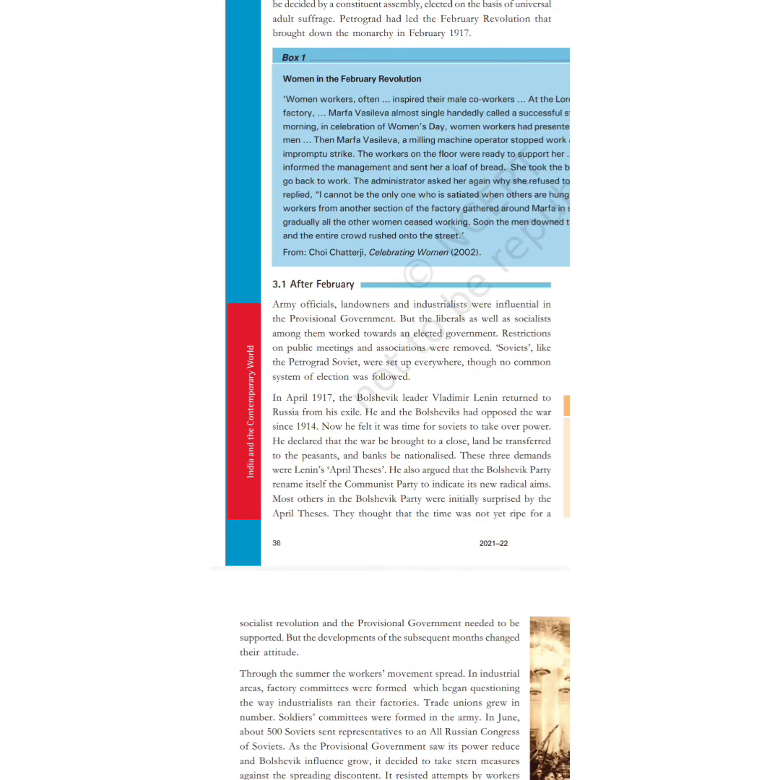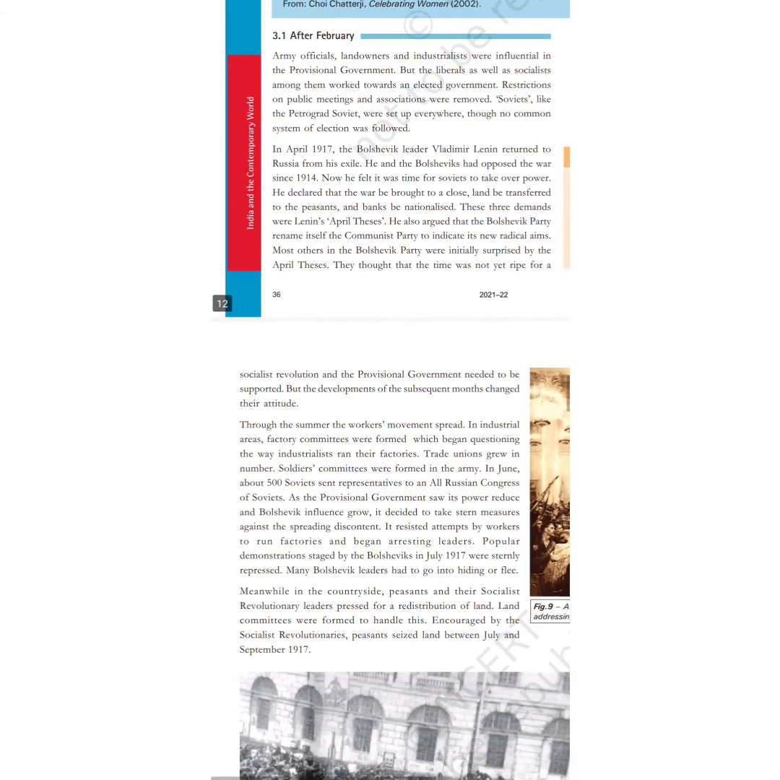Most of the members of the Bolsheviks were initially surprised by the April Theses. They were very shocked because they were not aware of this. They thought that the time was not yet ripe for a socialist revolution. They felt it was not the right time for a socialist revolution, and that the Provisional Government needed support. They wanted to support the Provisional Government, but the developments of the subsequent months changed their attitude.